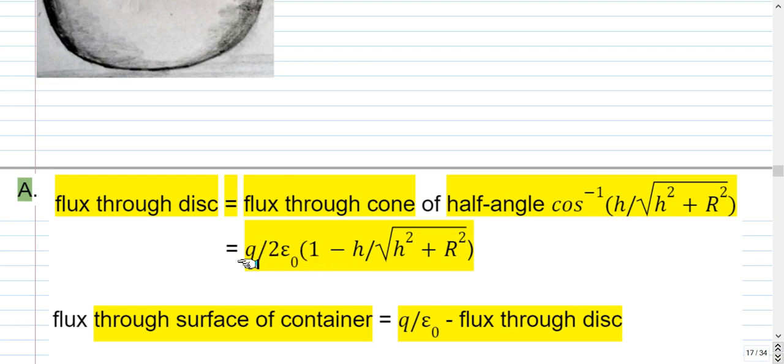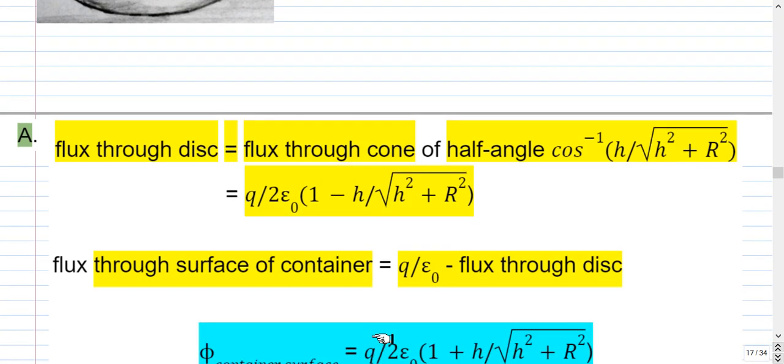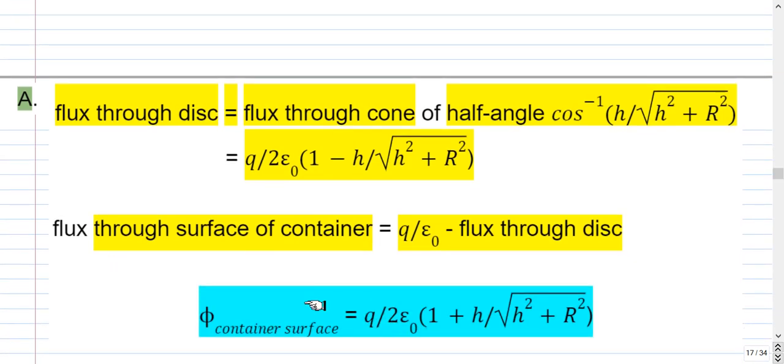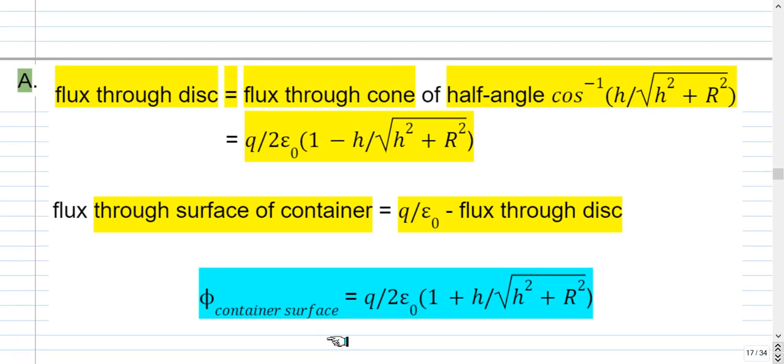So the flux that is passing through the circular opening is q by 2 epsilon naught into (1 minus cos alpha), which is this one. And the flux through the container is the total flux coming from the point charge, that is q by epsilon naught, minus the flux that is passing through this opening. So if you subtract this one, we'll get the flux through the container surface.